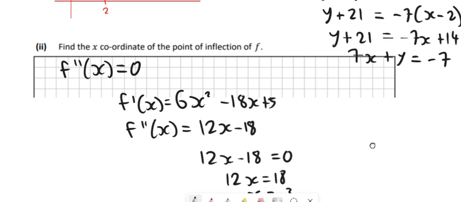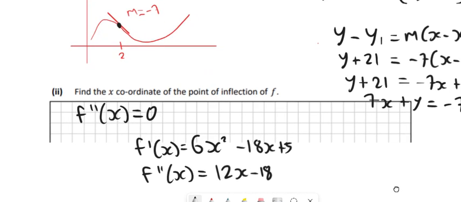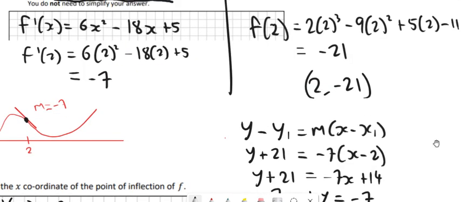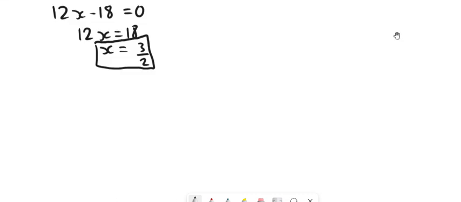We don't need to get the y value. Most of the time when they ask you this, they'll ask you to get the actual point of inflection, but we just need to get the x coordinate of it, and we've done that. If you wanted to get the y coordinate, you'd take the 3 over 2 and put it back into the original function, this at the top again, but we don't need to. They don't ask us here.